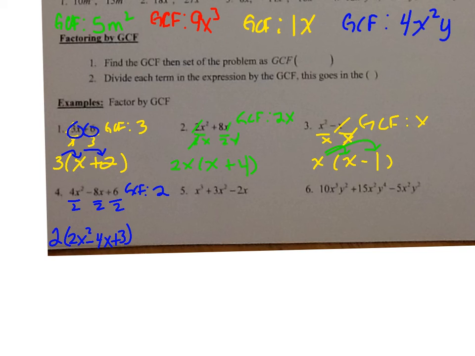Let's take a look at number 5. X to the third plus 3x squared minus 2x. So what's the GCF? GCF is just x. So x goes on the outside. Now divide by x. X to the third divided by x is x squared. 3x squared divided by x is 3x. And negative 2x divided by x would be minus 2.